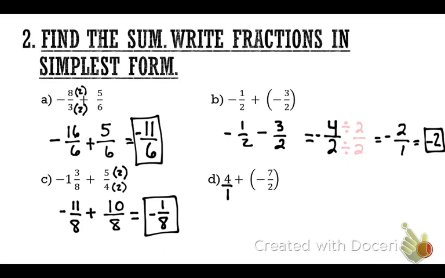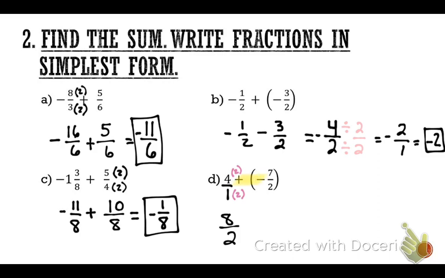A 2. How do I get this 1 to turn into a 2? Multiply it by 2. So let's just go ahead and multiply by 2 on the bottom and multiply by 2 on the top. Cameron, what do I get? Instead of 4/1, I now have 8/2, 8 halves.